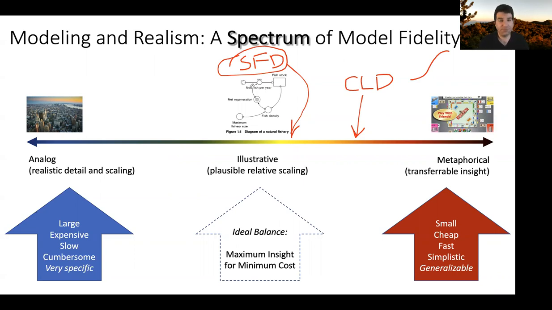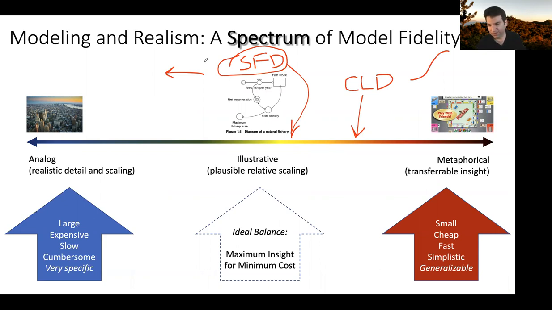Now, studying fisheries probably doesn't help me study climate change. So it's almost like I've committed to studying fisheries. This stock and flow diagram is metaphorical enough that it gives me generalizable insight across a wide range of fisheries. Once I do talk about a harvested fishery, then I maybe need a more detailed stock and flow model. And so I keep moving farther to the left as I drill down into the particular context.